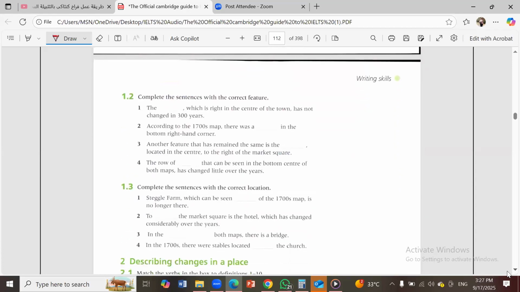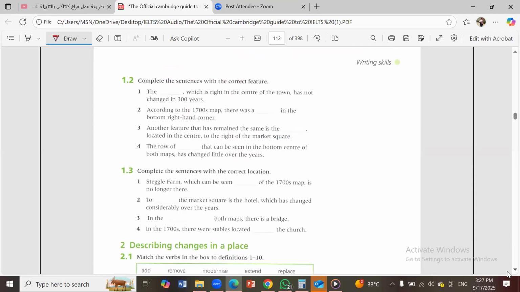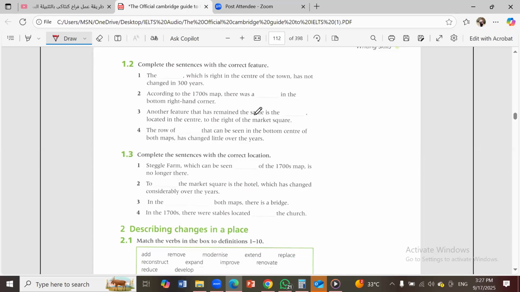Okay. So this was one kind of maps. It helps you get ideas about the map. You are not encountering questions like these in the test. You will only write. He needs you now to complete the sentence with the correct feature or tense or word. He just teaches you how to analyze the map.